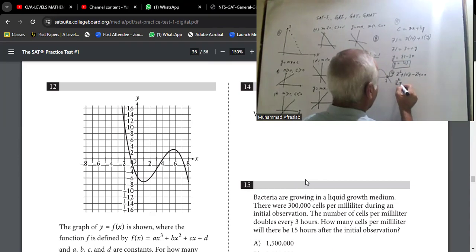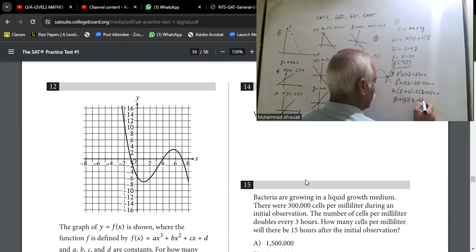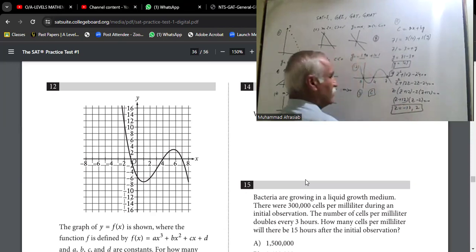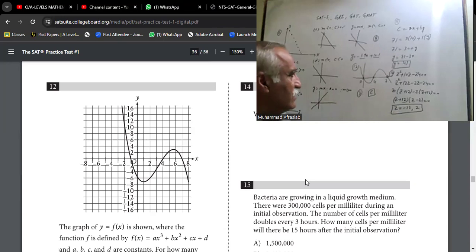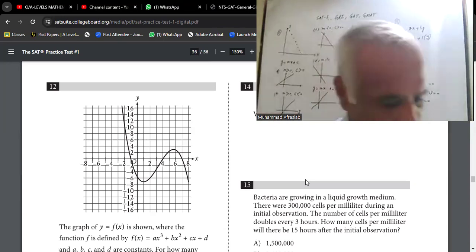Z square plus 12z minus 2z minus 24 equal to 0. Z common, z plus 12 minus 2 is common, z plus 12 into z minus 2 equal to 0. So z is equal to minus 12 and 2. So there are two solutions to this. Either you can select minus 12 or you can select 2. They are both satisfying this equation z square plus 10z minus 24 equal to 0.